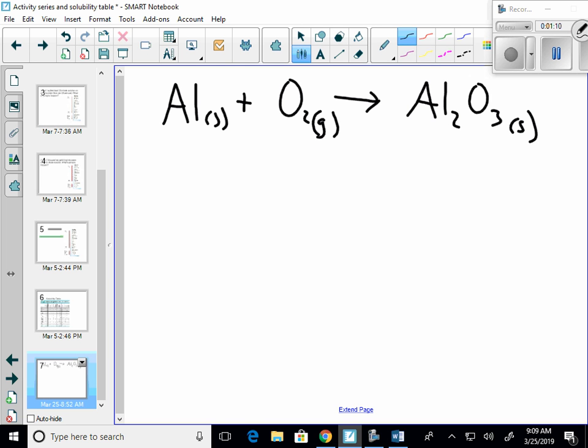Again, what I wrote up on the board would be my first step. Here's aluminum, here's oxygen that's diatomic, here's the correct formula for aluminum oxide. Then I would balance using coefficients to end up getting a 4 to 3 to 2 ratio.